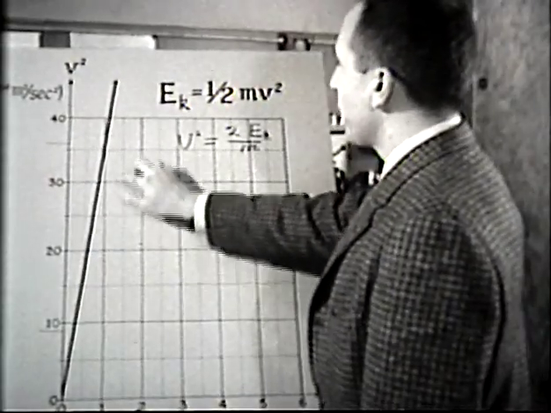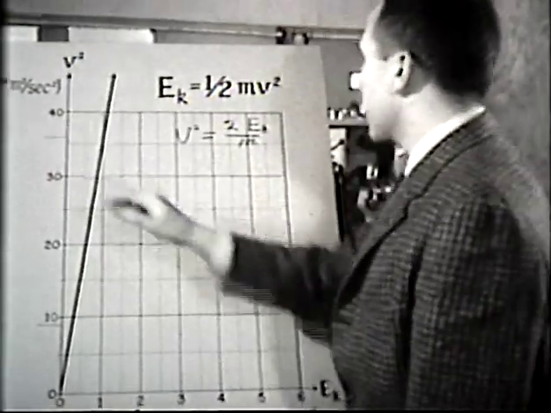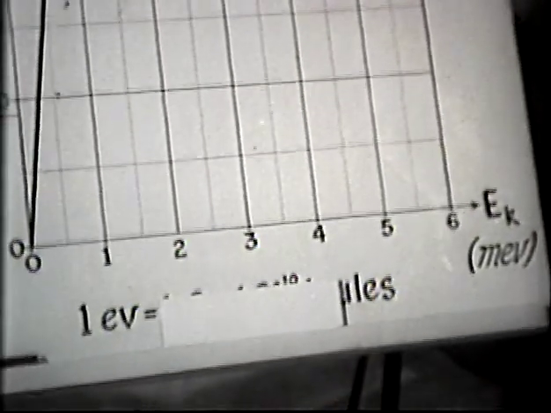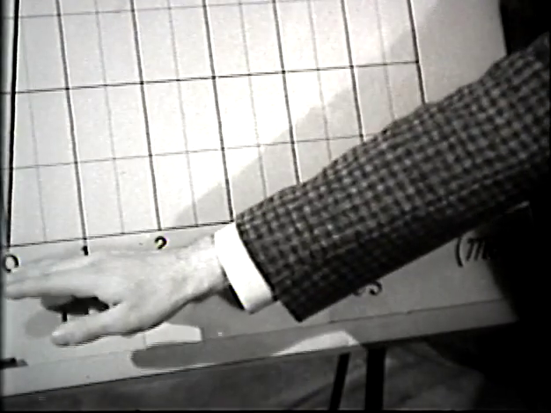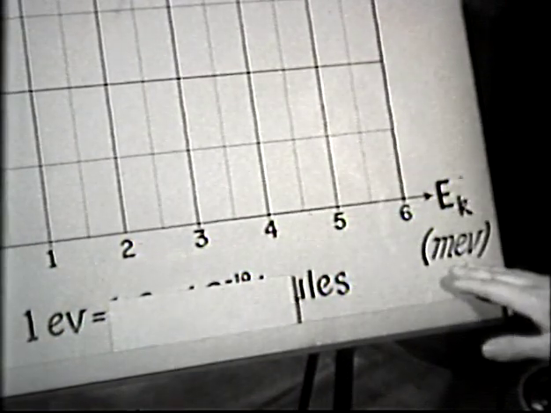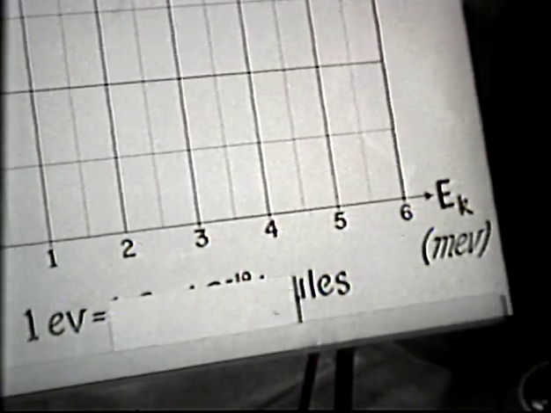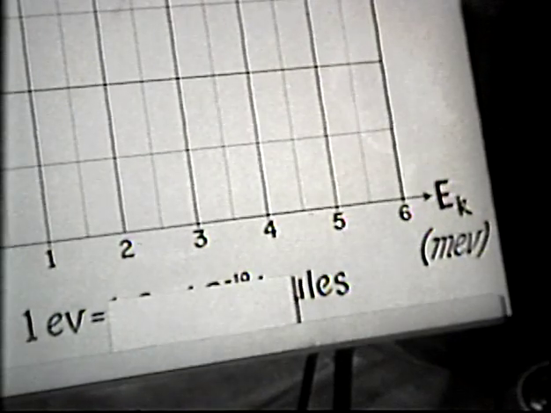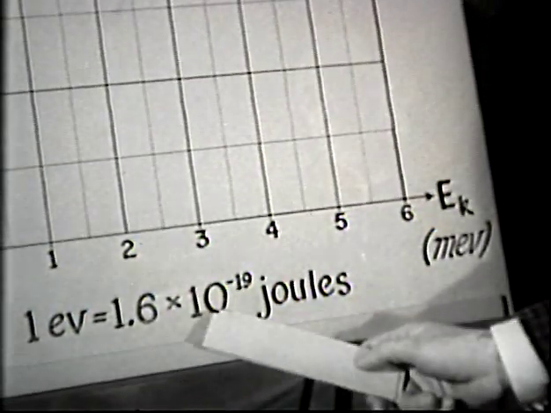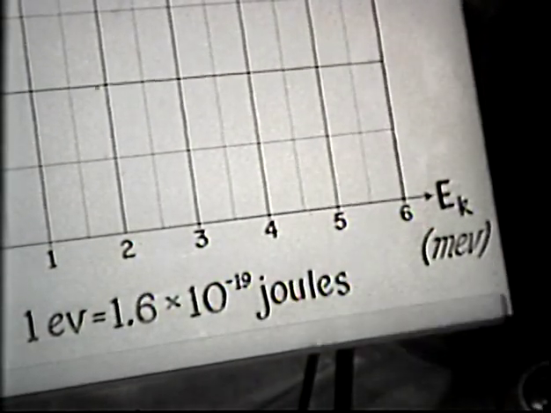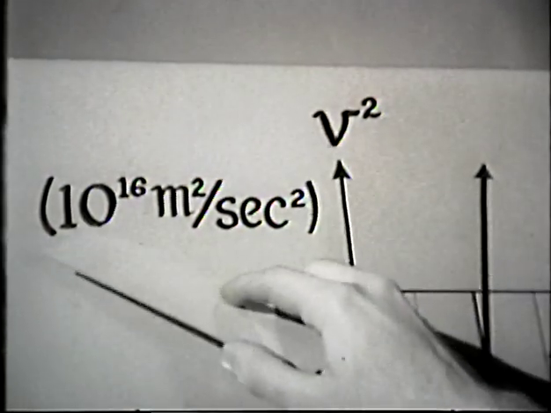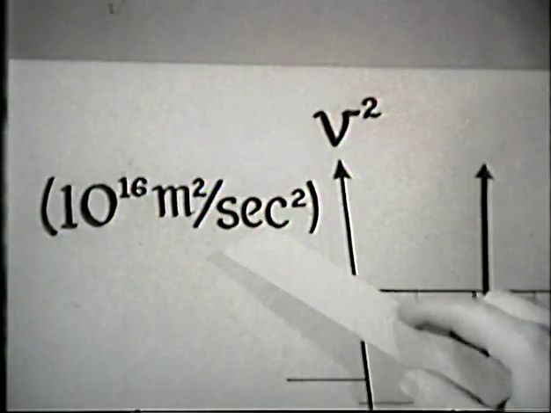This straight line represents velocity squared compared to kinetic energy. Because of the energies we have available in this laboratory, we have plotted kinetic energy along the horizontal axis in units of millions of electron volts. 1 electron volt is the energy gained by an electron going through a potential difference of 1 volt, or 1.6 times 10 to the minus 19 joules. The vertical axis represents the speed squared in units of 10 to the 16th meters squared per second squared.